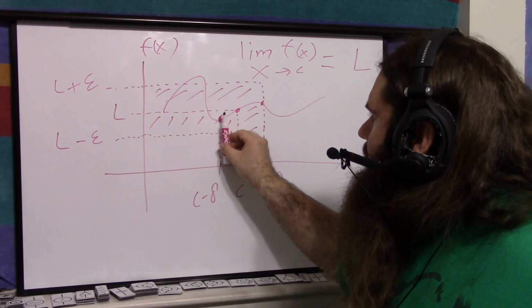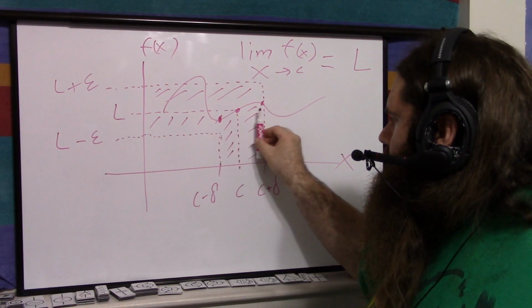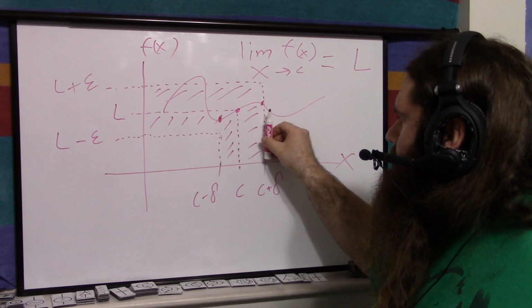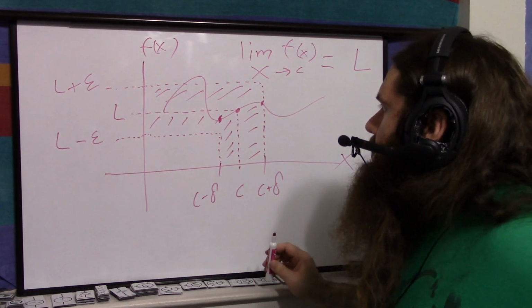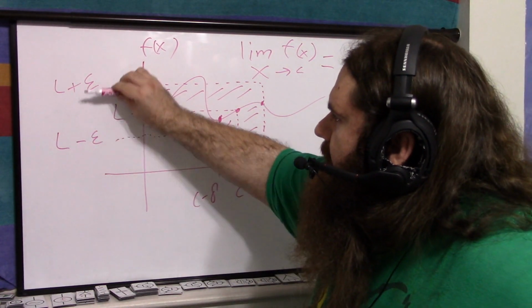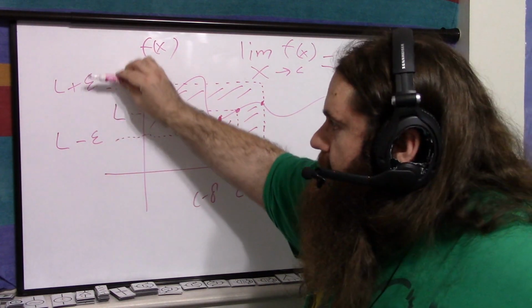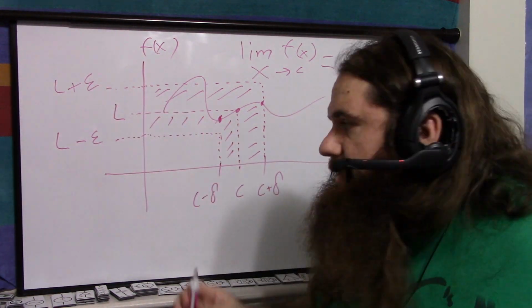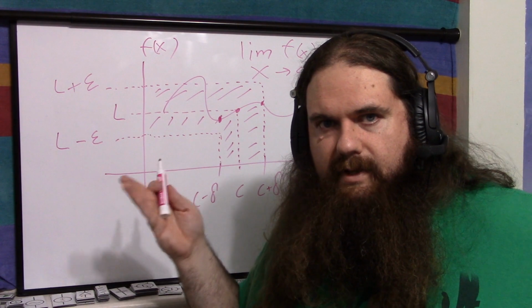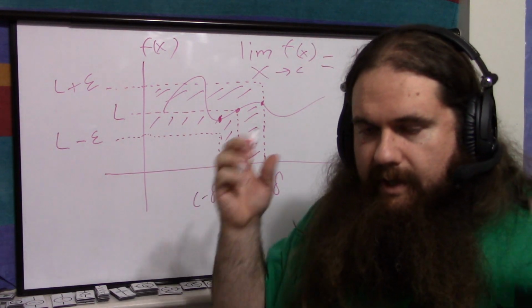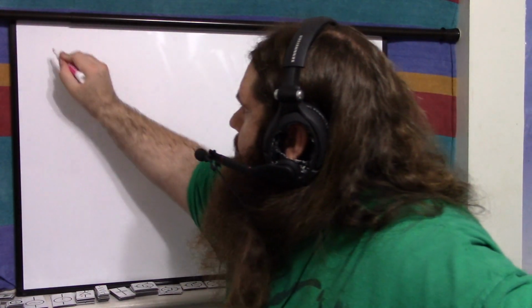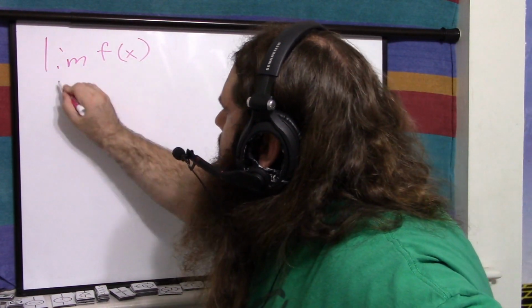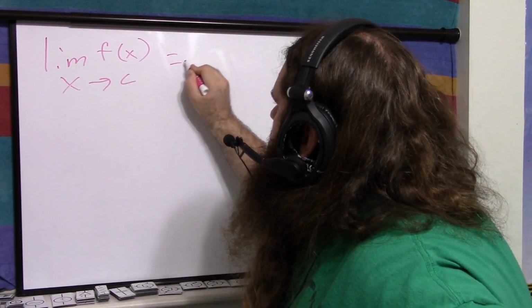So what we say is every single x value in this range from minus delta to plus delta, except for c itself, we calculate. And it must be within what we say is the limit plus or minus the precision we chose. This is the best definition of the limit I have found, the easiest to understand, where you're just choosing precision. So if you're calculating the limit of f of x as x goes to c equals L.